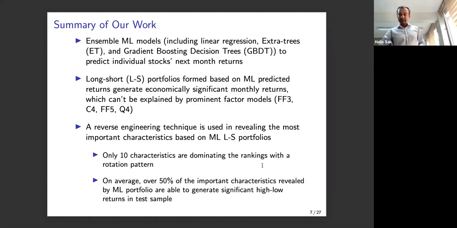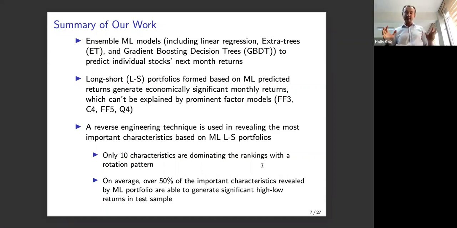And what about a summary of our work? Let me just check the time. Okay, so what about a summary of our work? First, instead of using all these machine learning models, like Gu et al. 2020, we use 3 of these models. The first one is linear regression, the second is extra trees, and the third is gradient boosting trees. Why do we use them? Since these models are used in the industry a lot.